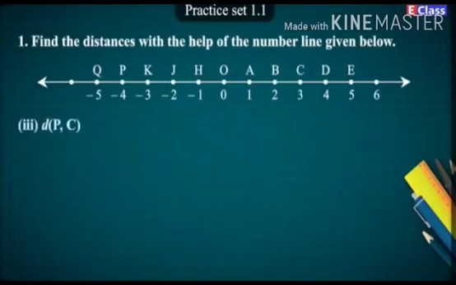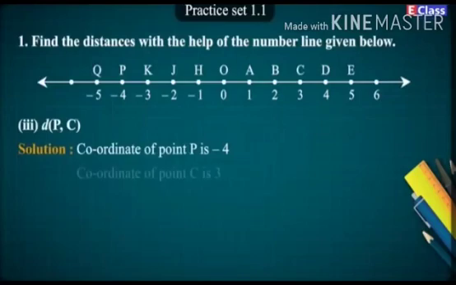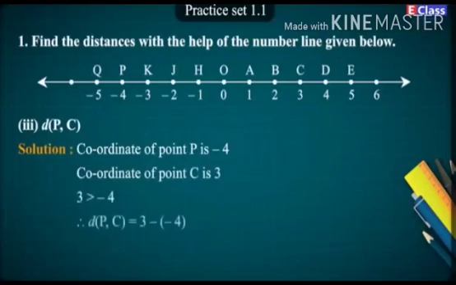3. Distance of PC. Solution. Coordinate of point P is minus 4. Coordinate of point C is 3. 3 is greater than minus 4. Therefore, distance of PC is equal to 3 minus (minus 4), which is equal to 3 plus 4, which is equal to 7. Answer. Distance of PC is equal to 7.